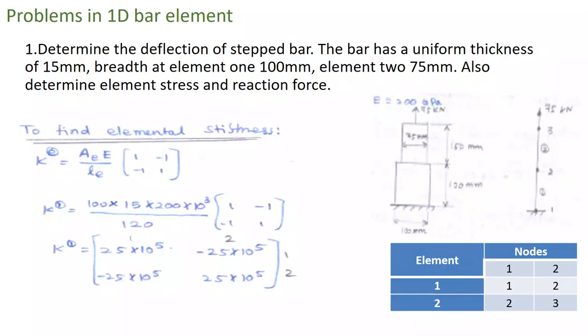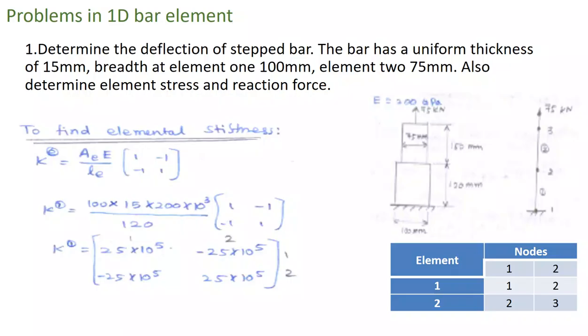Determine the deflection of a stepped bar. So here we are going to solve the stepped bar, and we want to find the primary variable of deflection. The bar has a uniform thickness of 15 mm, and the breadth at element 1 is 100 mm, and element 2 is 75 mm. So they have two variable cross sections: one will be 100 mm and another one will be 75 mm. Also determine the element stresses and reaction force. So here we want to find the secondary parameters of stresses and reaction force.